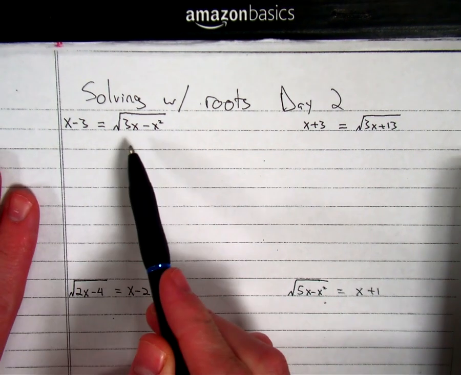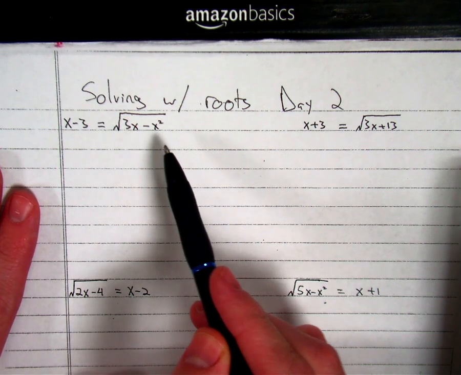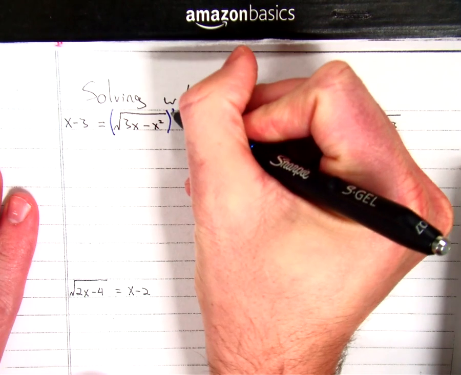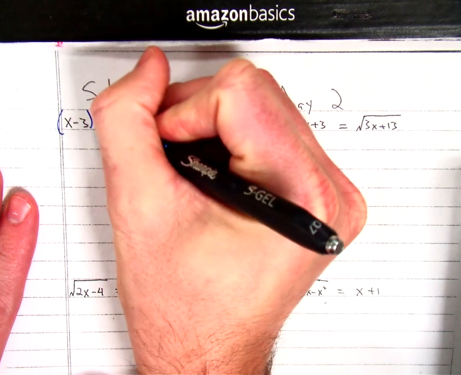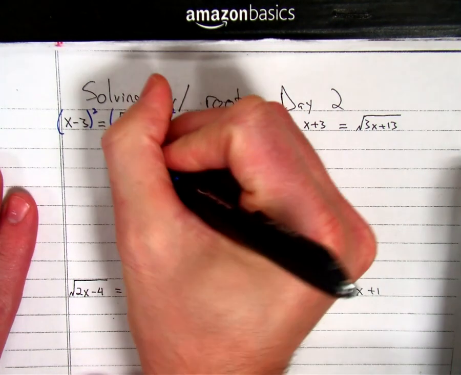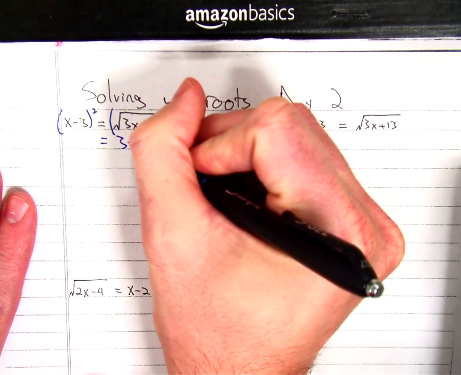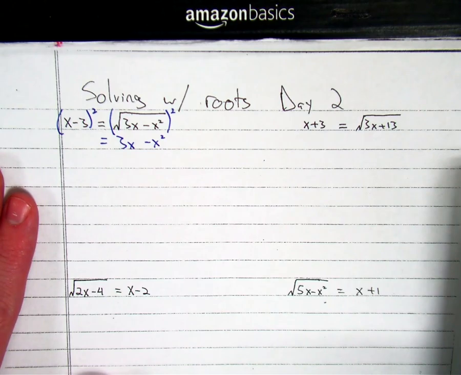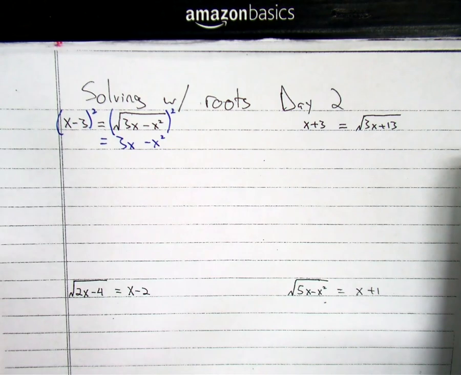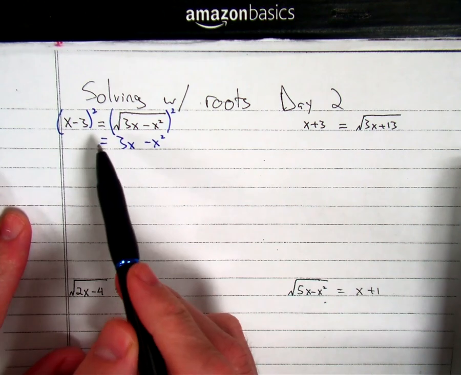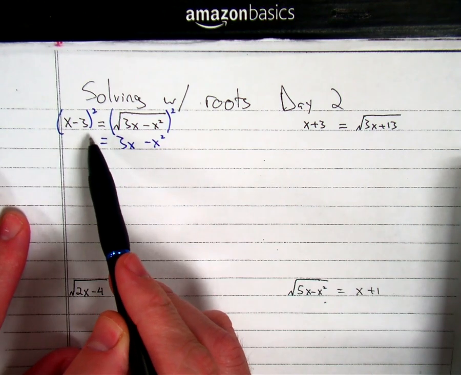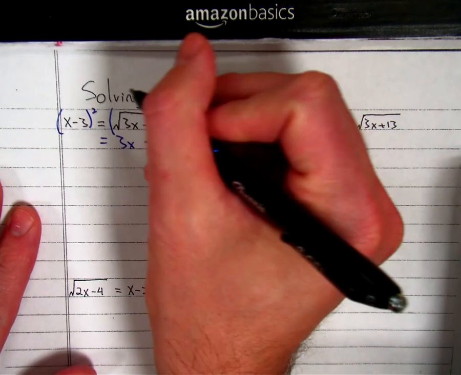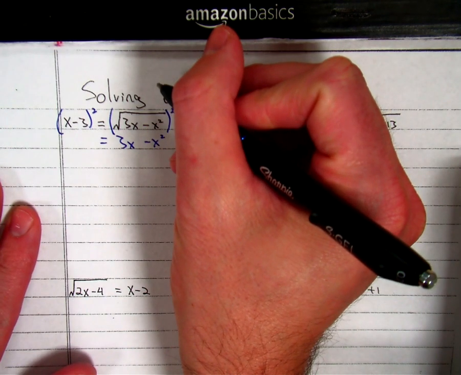So our first problem, our square root is already isolated by itself. So we are going to square both sides. And the right-hand side will give us a nice friendly 3x minus x squared, square and a square root canceling out. On the left-hand side, it's not bad, but it is a FOIL one. Okay, we do have a shortcut, if you can remember the shortcut. Otherwise, I would just write it down twice and FOIL it out.